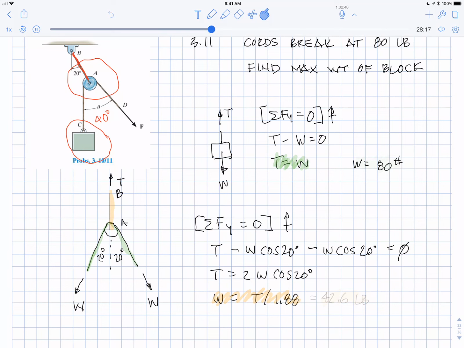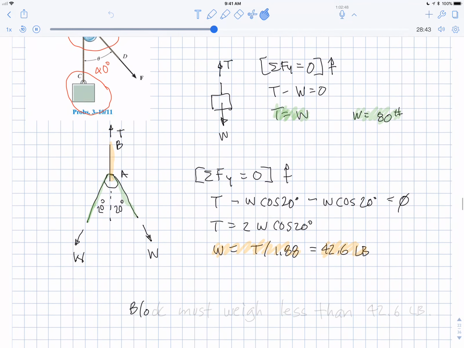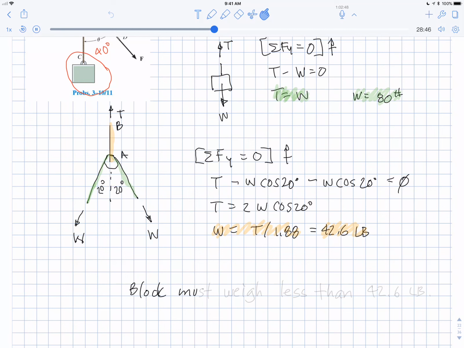And so if you take 80 over 1.88, you get 42.6. So the orange rope will break when the block weighs 42.6 pounds, and the green rope will break when the block weighs 80 pounds. So the question is, which will break first? Obviously the orange rope. So the answer is the block must weigh less than 42.6 pounds.